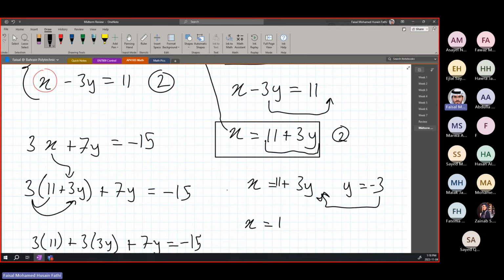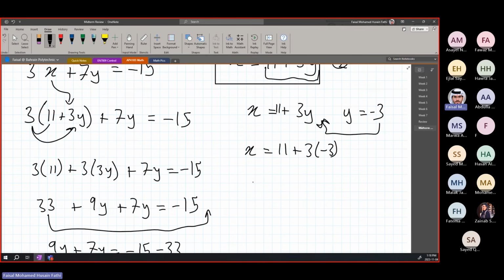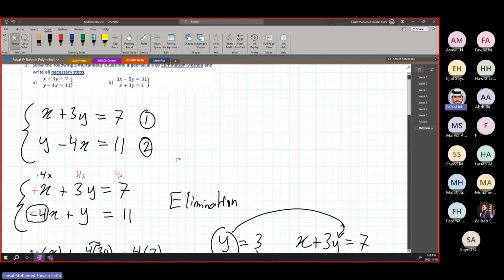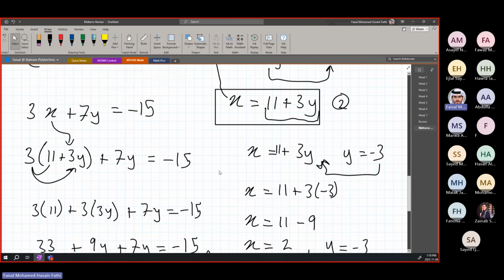So x is equal to 11 plus 3 times the minus 3. Okay? X is equal to 11. 3 times minus 3 is minus 9. Plus and minus becomes minus. X is equal to 11 minus 9 is 2. So we found our x value and our y value is minus 3 from before. So that is the first step. The first technique was the elimination. Second technique is substitution.